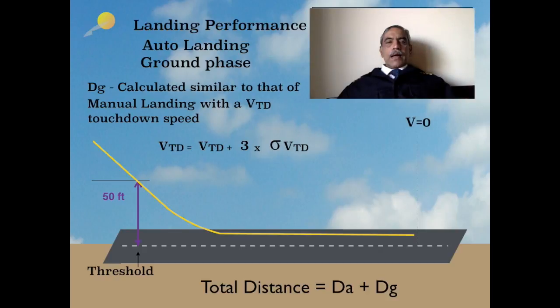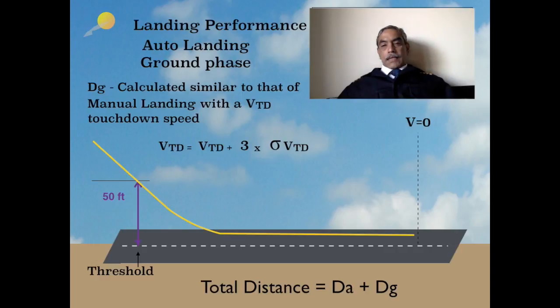Get to the ground phase of the auto land. It is denoted by dg. It is calculated similar to that of a manual landing, except that there is an increment given to the V approach or V touchdown speed. V approach will lead to a touchdown speed. Again, 3 times the standard deviation of the standard touchdown speed is added, and then the manual landing distance will be calculated, and the total distance arrived will be dA plus dg.